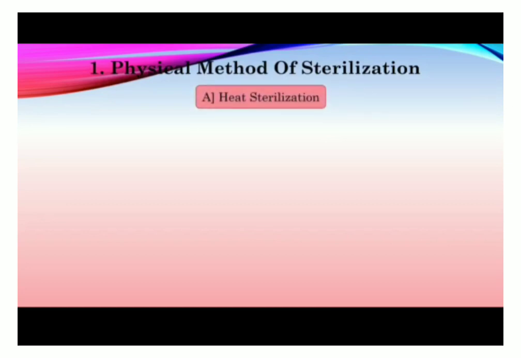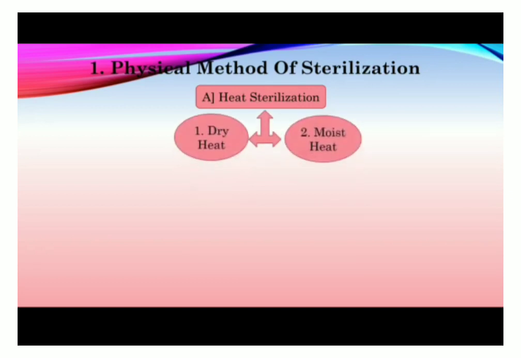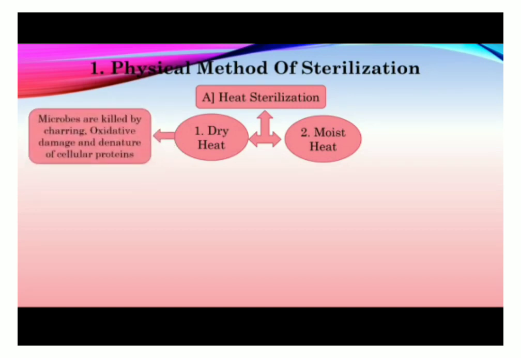Now next, let's start with the physical method of sterilization. In physical methods of sterilization, the first one is heat sterilization, and heat sterilization is of two types. First one is dry heat and second one is moist heat. In dry heat, microorganisms are killed by charring, oxidative damage and denaturation of cellular proteins. So here cellular proteins get denatured due to dry heat.